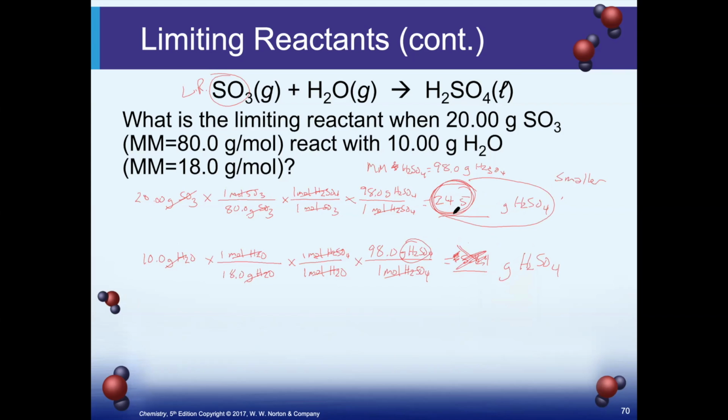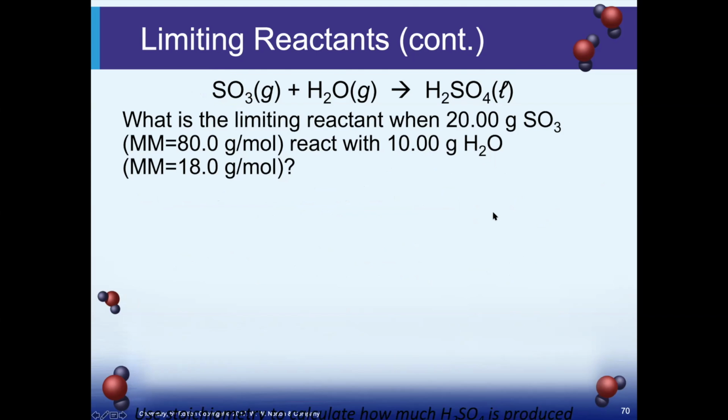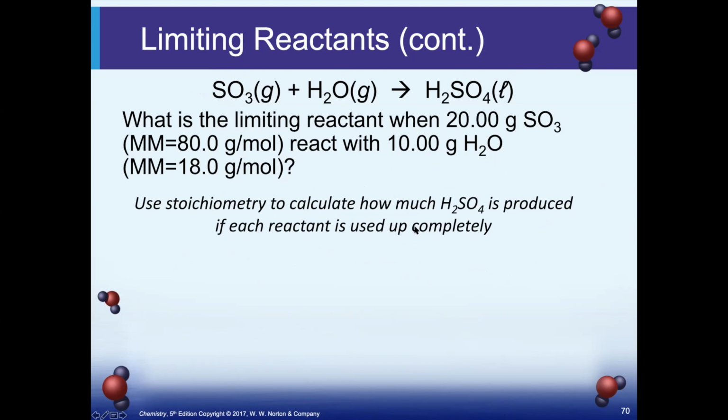And so the maximum amount of product I can expect is 24.5 grams. Okay. All right. So let me just show you that in PowerPoint, make it look a lot prettier. Okay, so we're going to use stoichiometry to calculate how much H2SO4 is produced if each reactant is used up completely. So for the SO3, start with the 20 grams, convert that into moles.